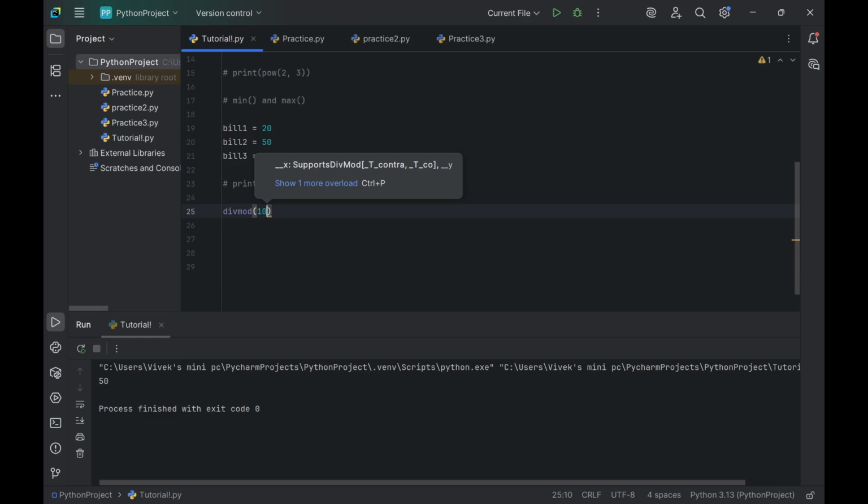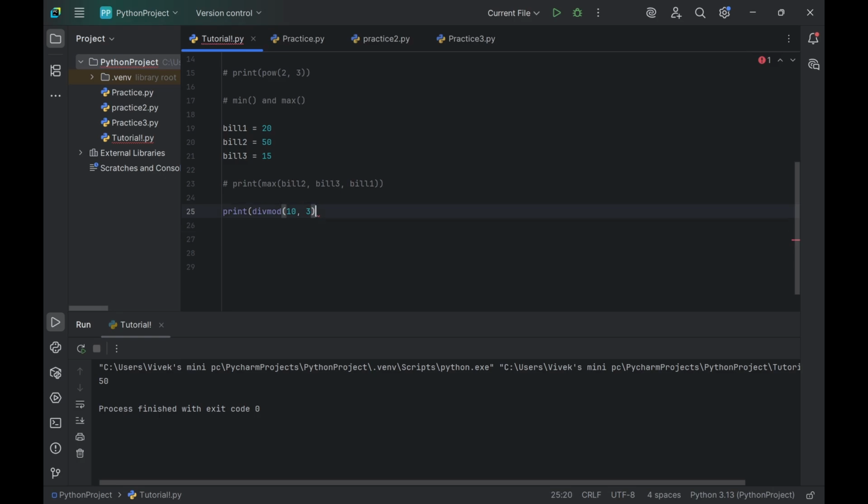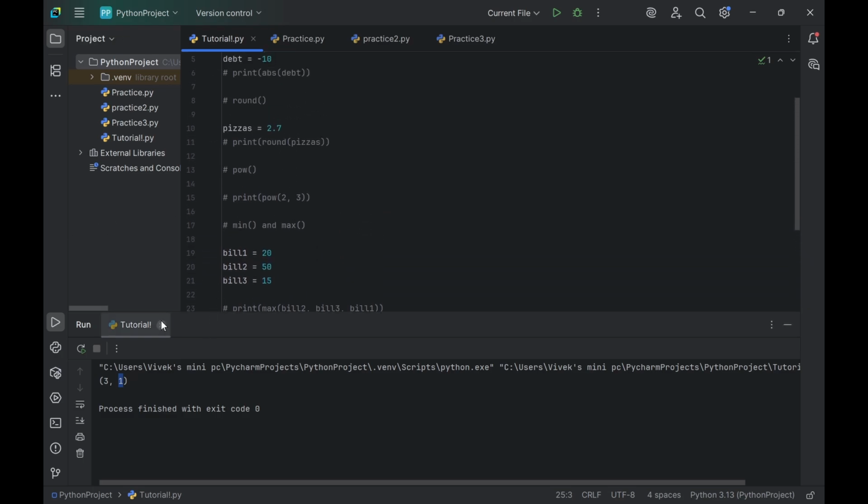I will write my 10 candies and I want to split it among 3 people. If I print this and run the command, it's going to give me 3 and 1. Everyone got 3 candies and there's 1 candy left. You can have an extra candy, I don't mind. So that's basically it for the built-in math functions.